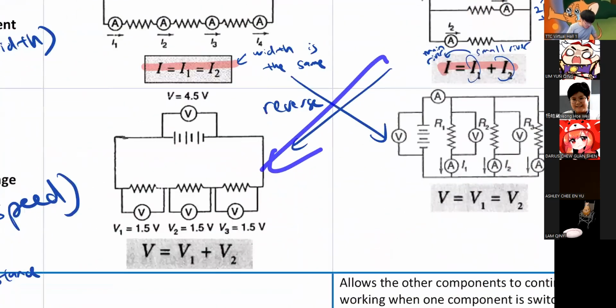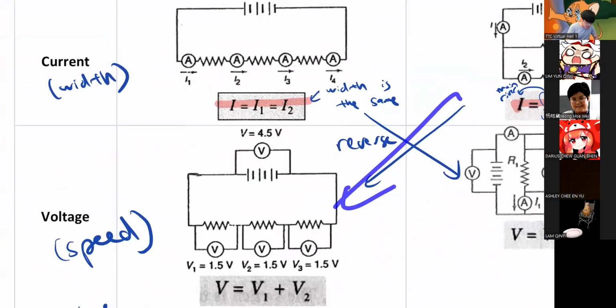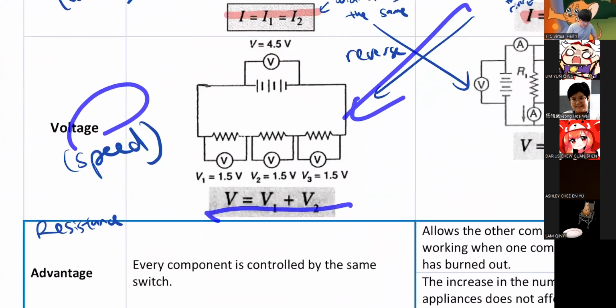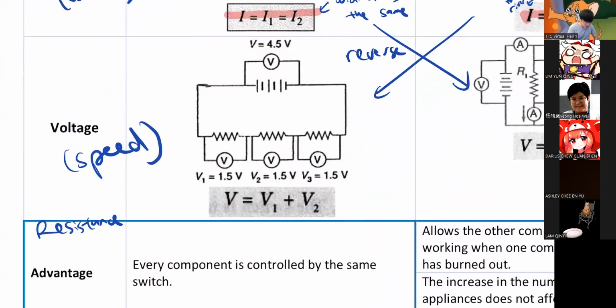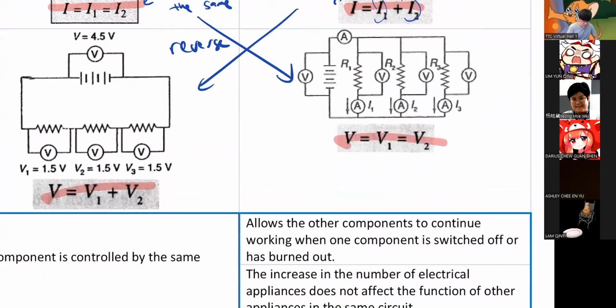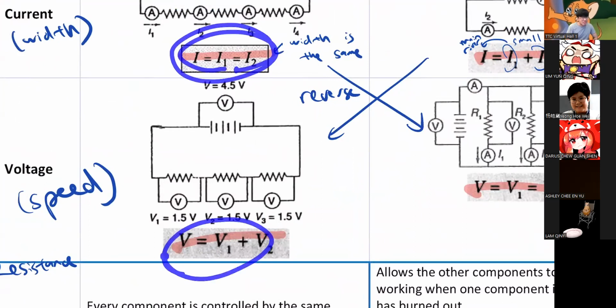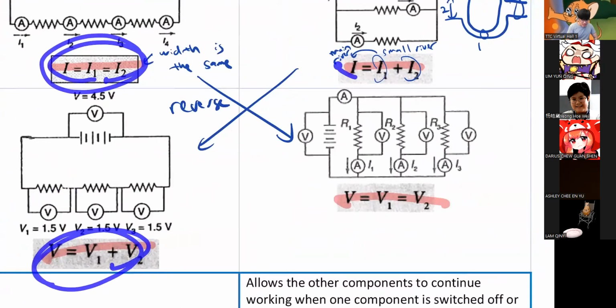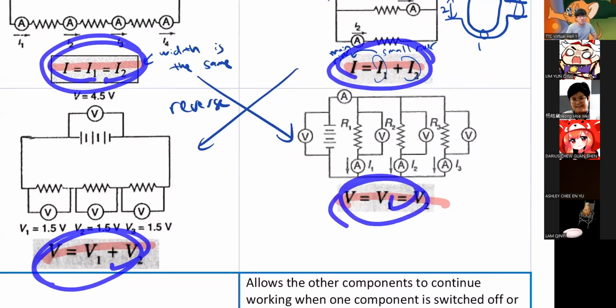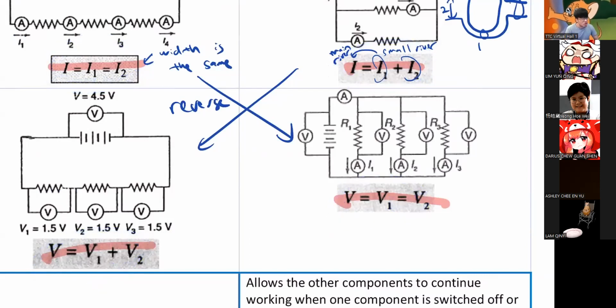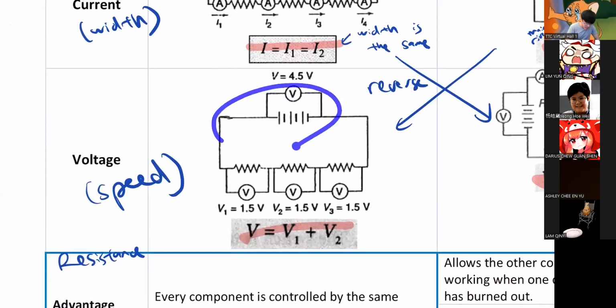And now for voltage series, I just add everything together. V equals to V1 plus V2. So this one you need to memorize. So you see, everything is equal here. Everything is plus here. Everything is plus here. Everything is equal here. So you just reverse the thing. Very easy.